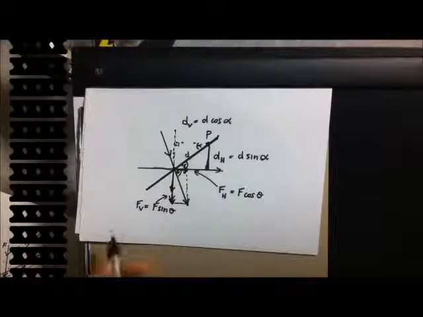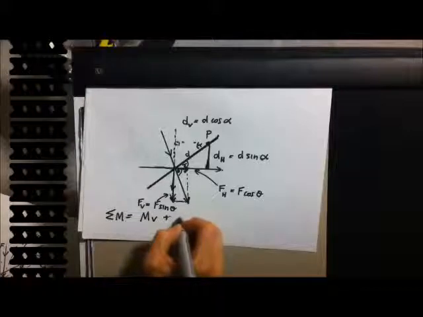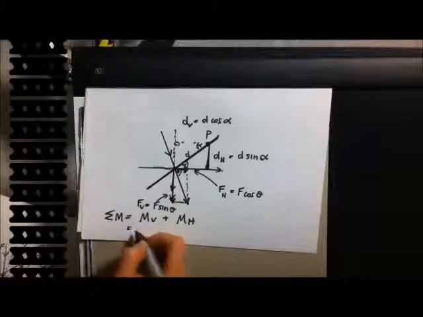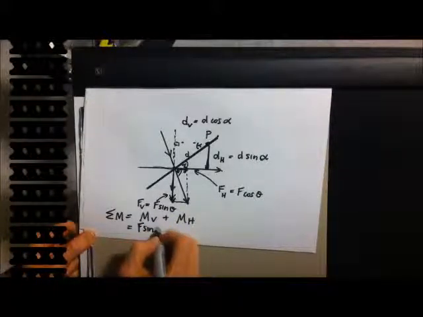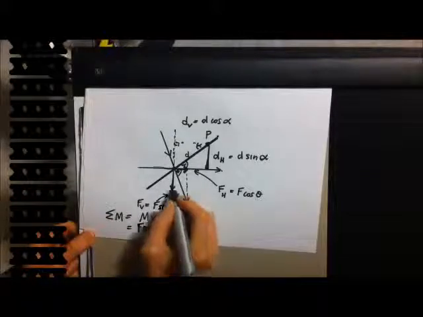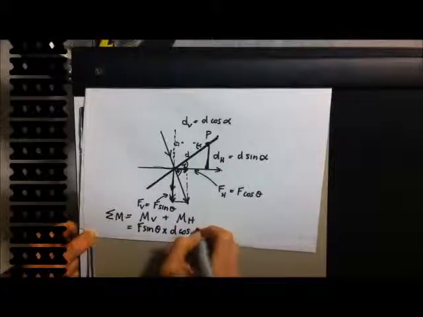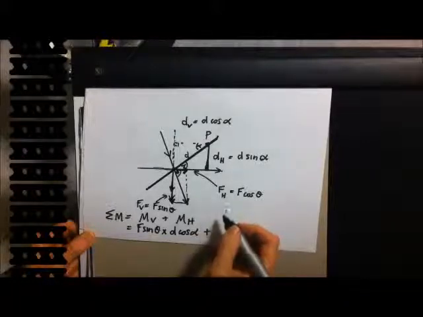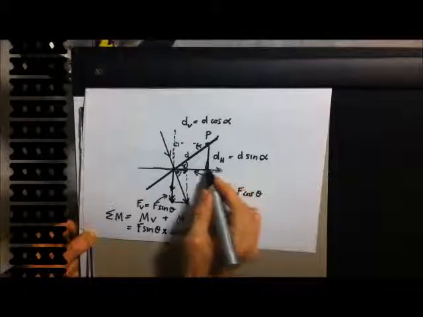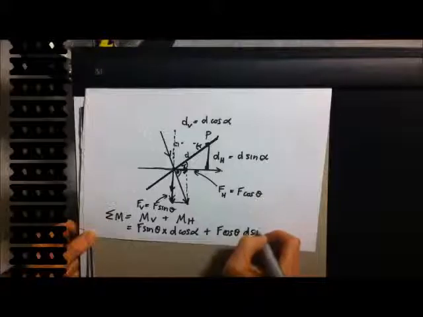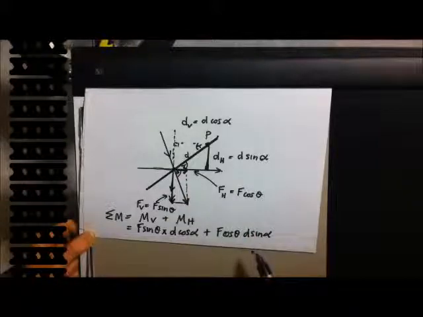So the sum of the moments for this system will be the vertical moment plus the horizontal moment in this case, and each is force times distance. So here we have for the vertical, F sine theta times its perpendicular distance, which is D cos alpha. And for the horizontal force, we have F cos theta times its perpendicular distance, which is D sine alpha. Sometimes you might be given those distances, but if not, you can use trigonometry to work them out.